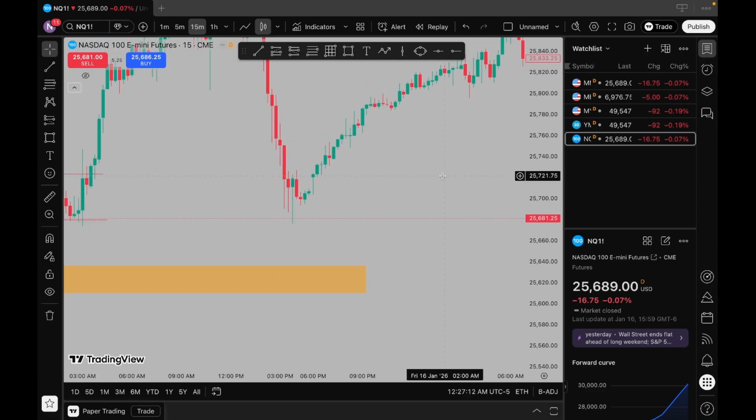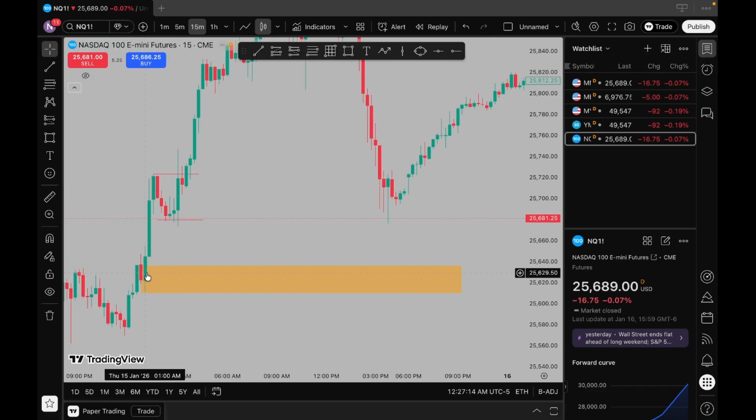It doesn't matter how long it's been either. So if you find a supply zone or a demand zone that has not been touched yet, and it follows all of these rules, like it pushed, created liquidity, broke structure, and then it pulled back to touch the zone, it is a valid trade.